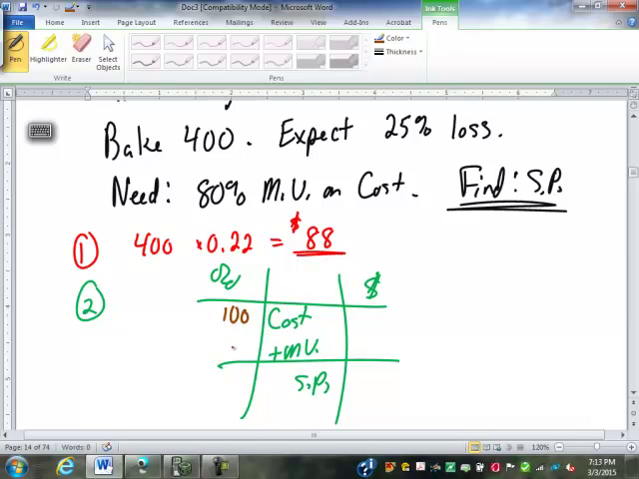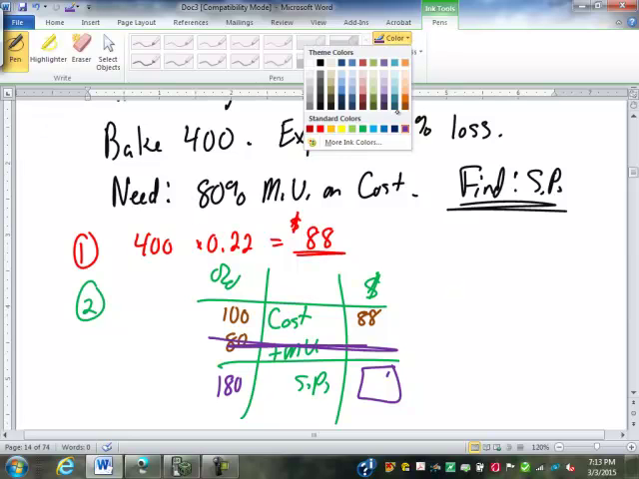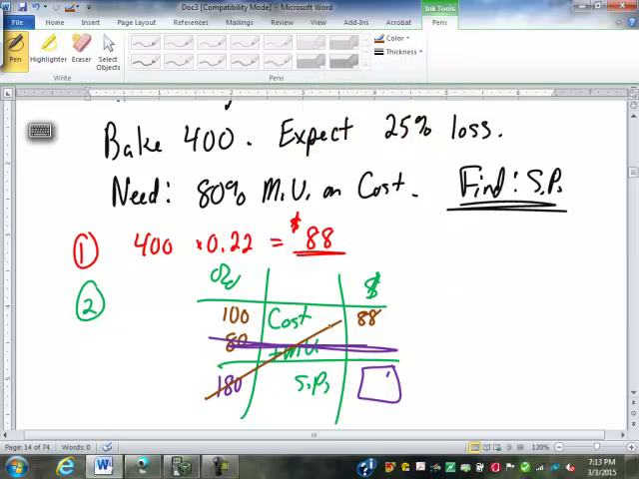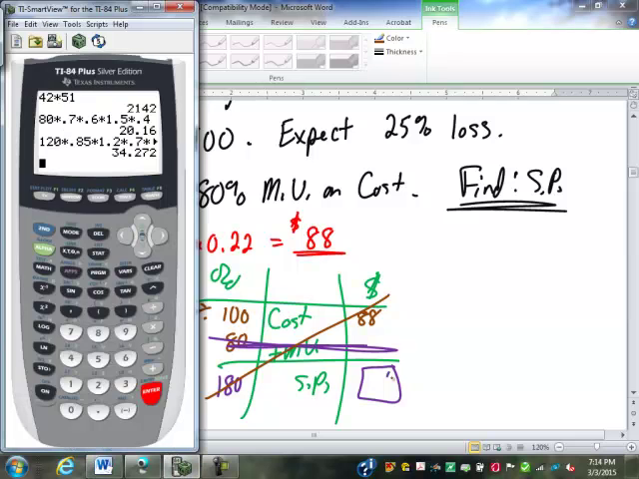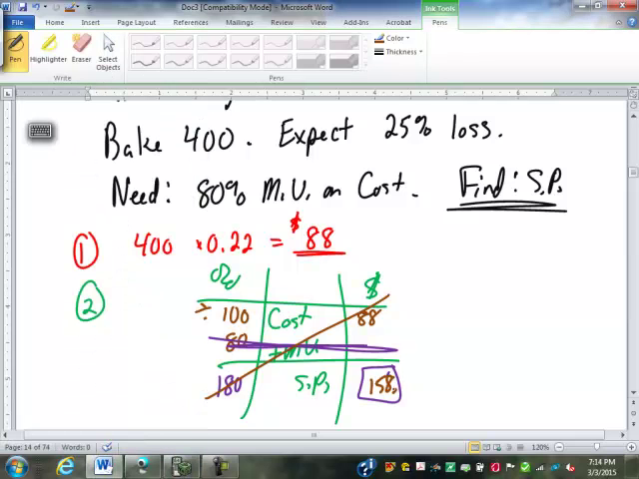So obviously 100%, 80%, $88. 180%, looking for that. So 180 minus 88 divided by 100 is 158.40. Very good. So $158.40 is our required total selling price.